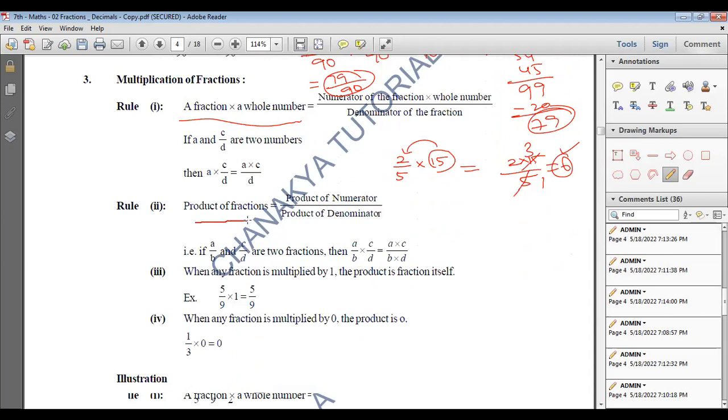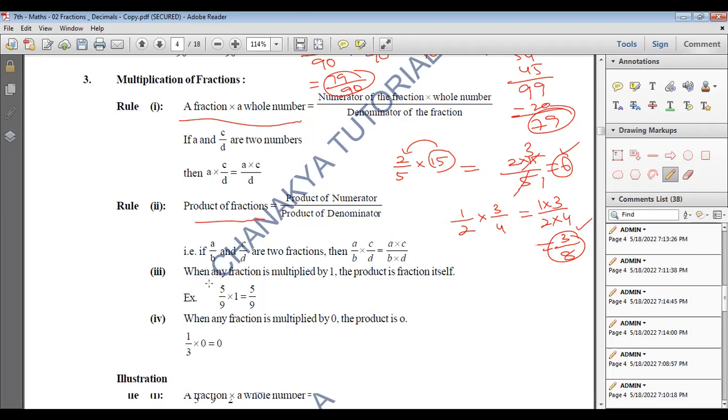Then the product of fractions. Suppose I want to multiply 1 by 2 into 3 by 4. What should I do, children? Multiply numerators and denominators: 1 into 3 is 3, 2 into 4 is 8. So 3 by 8. That is the second rule, children.